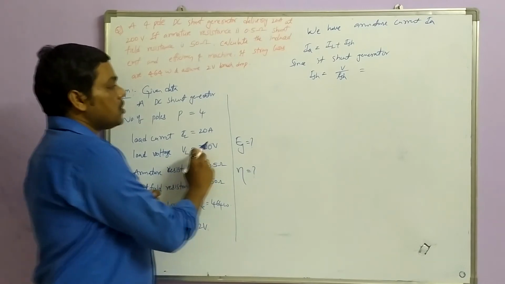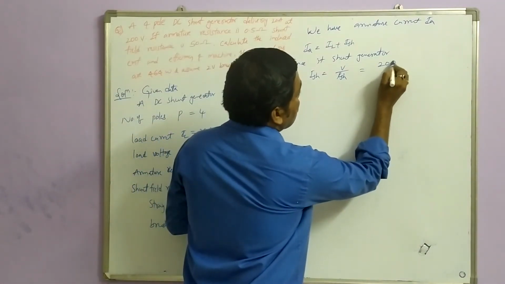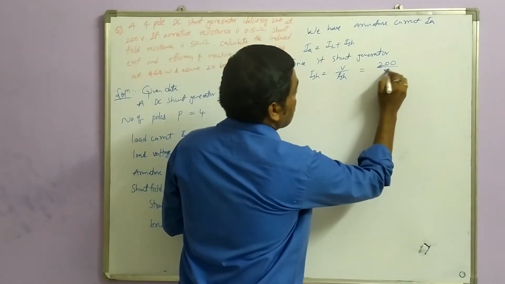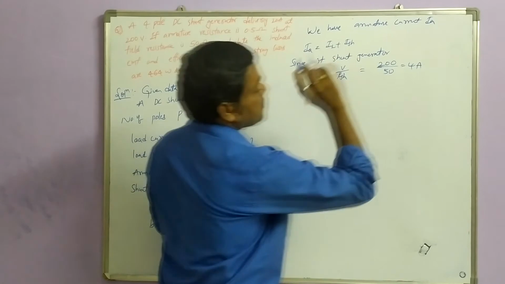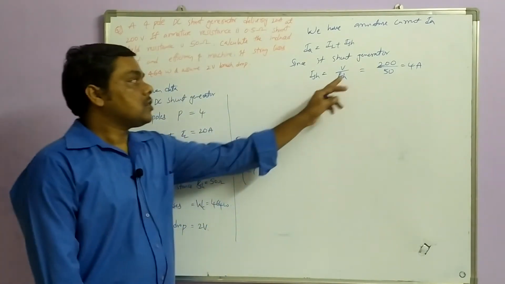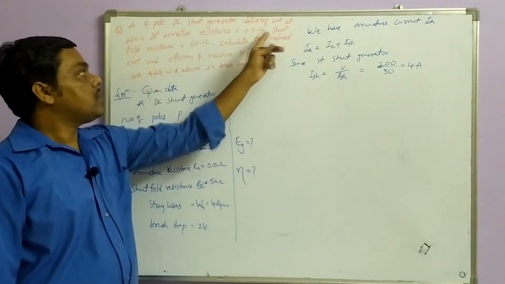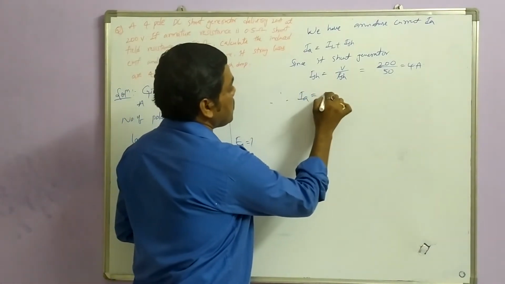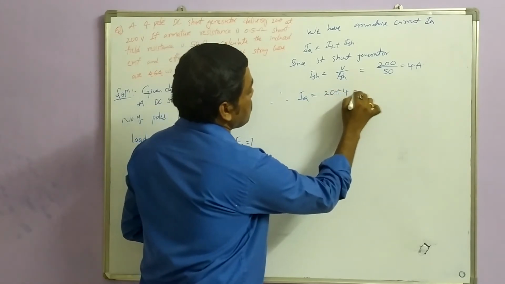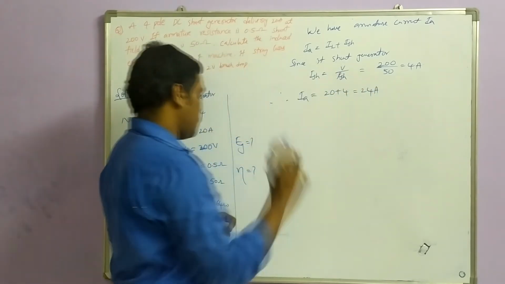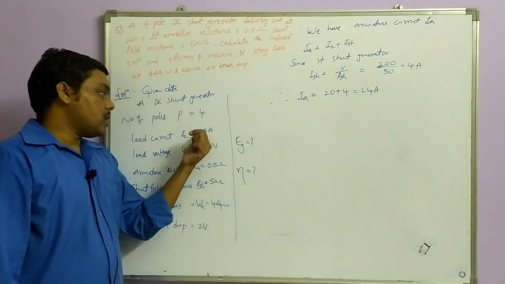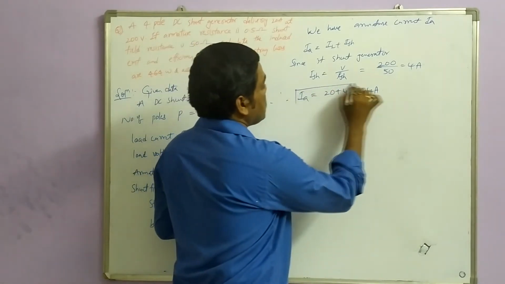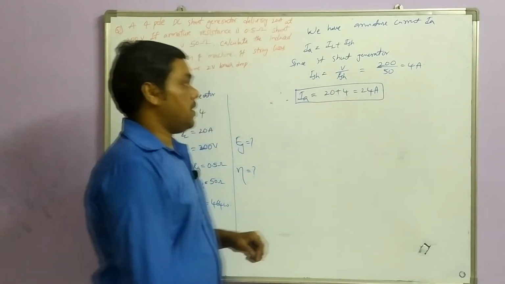Now what is the load voltage? 200 volts and the shunt resistance is 50 ohms. Now we will get 4 amps. Now shunt current is 4 amps. The load current is already given, 20. So the armature current is 20 plus 4, 24 amps, which is the armature current we are calculating.